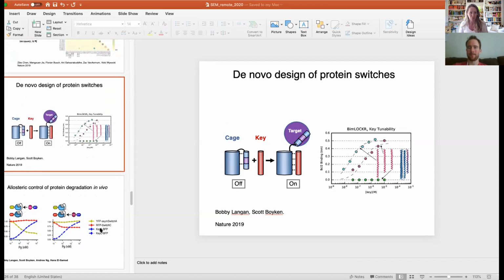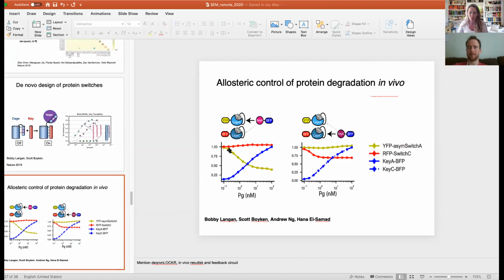In cells, Hannah and her student, Andrew Nguyen, basically expressed versions of this cage system where what was caged was a degron, a peptide which causes the protein that's attached to be degraded. So in this case, there's no degradation because the degron is caged. But if you add a key that opens this cage, then the protein is degraded. We have a complementary cage, which is not opened by this key, and that cage is not degraded when the key is added. You can see here.